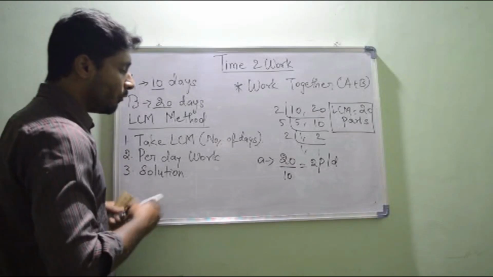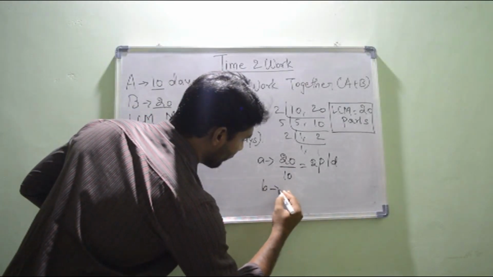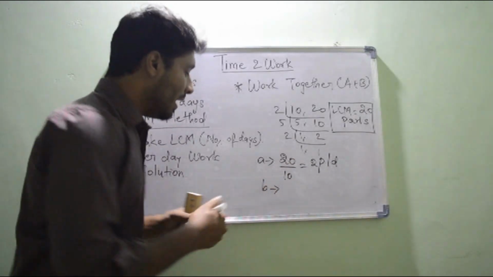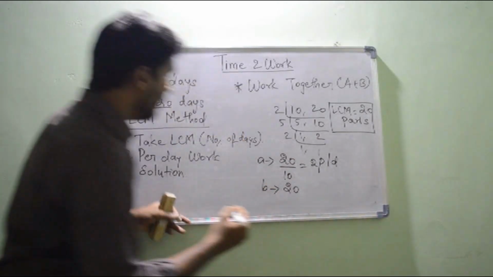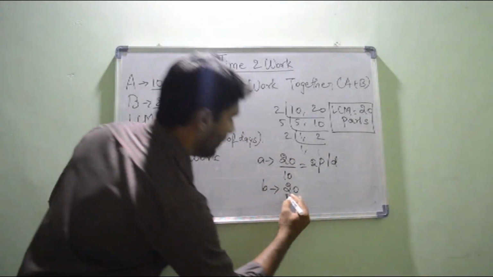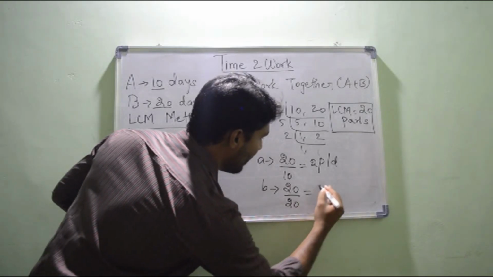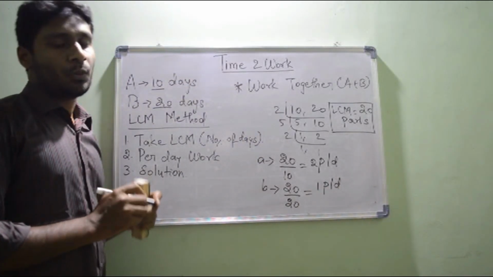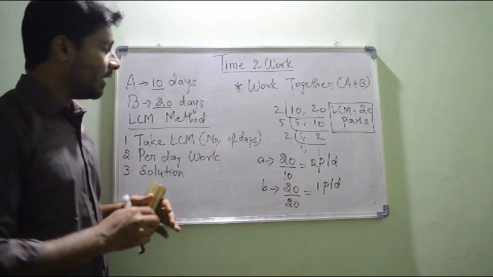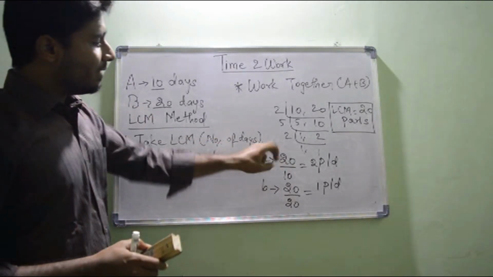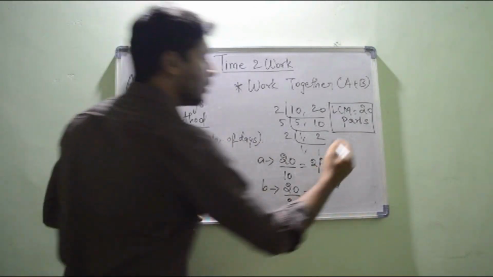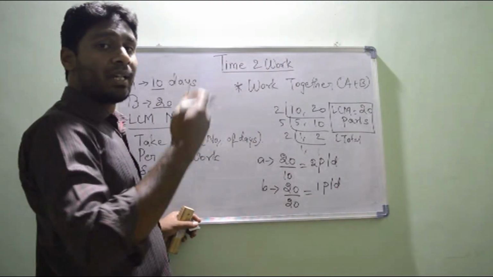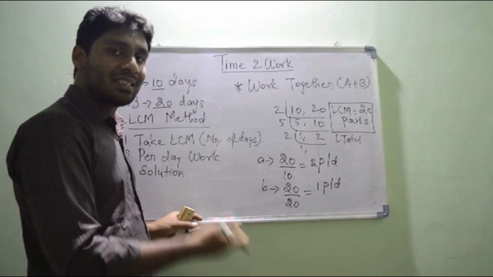Got it? Again go for person B. The same scenario happens. You take the LCM value 20 and divide it by B's value, 20 by 20. And B can do 1 part in 1 day. B's value is 1 part in 1 day. Got it? So I can take this 20 as the total work. Always keep in mind that the 20, the value we found as LCM, serves as the total parts of work.